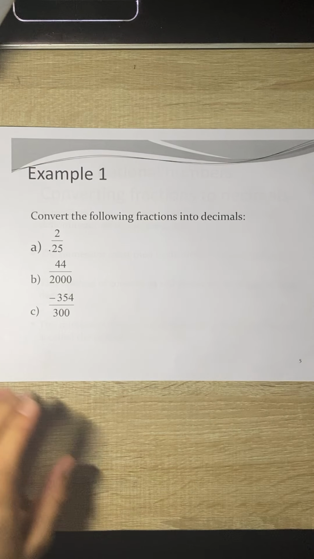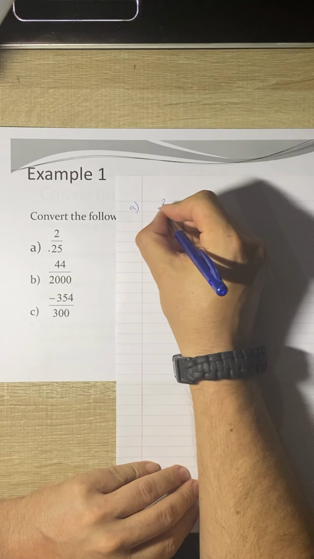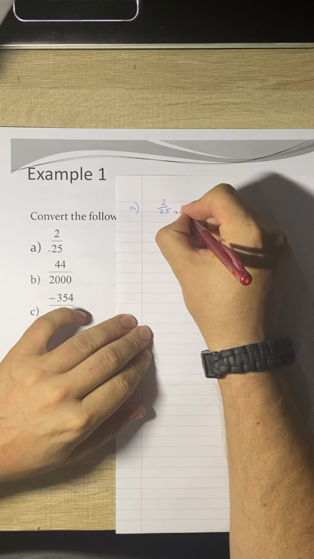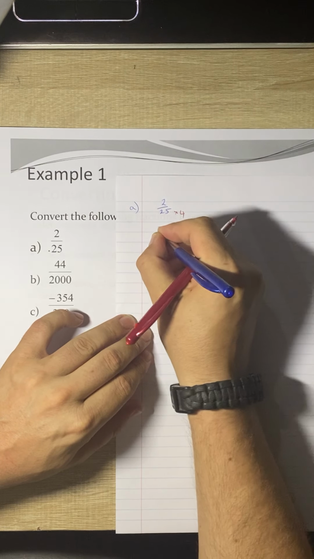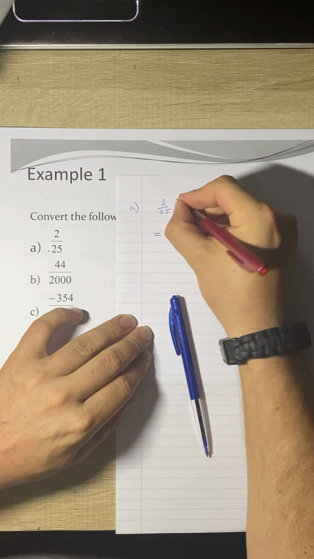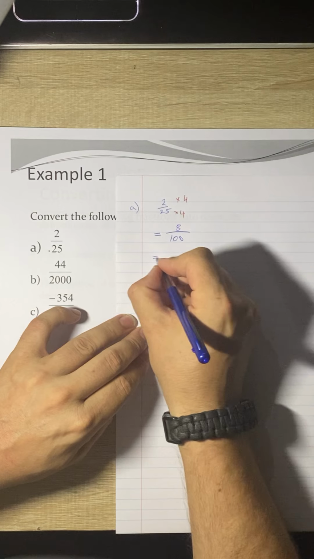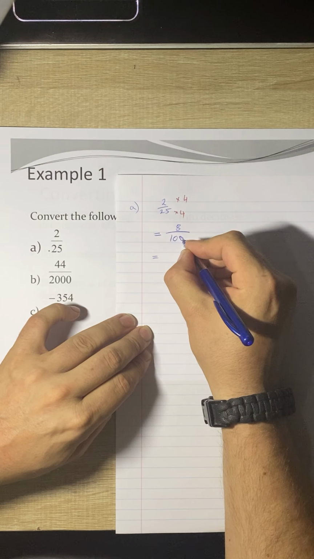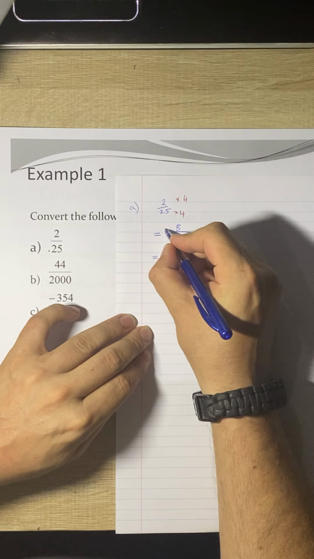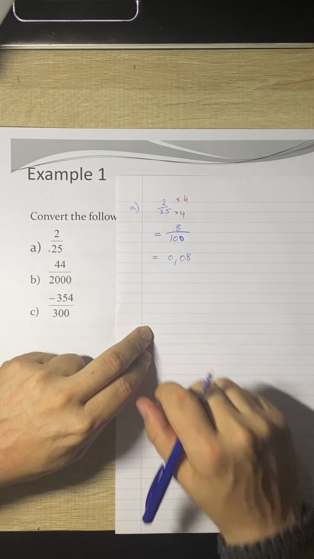So if we go through these examples, the first one, we've got 2 over 25. What I do here is multiply the bottom by 4, and that will give me 100. But what I do to the bottom, I must do to the top. So I must also multiply the top by 4, and we get 8. Once we've got it like this, then the number of zeros tells us how far to move the decimal. If the decimal is over there and we've got 2 zeros, it'll be 1, 2. So we've got 0,08. And it's as easy as that.